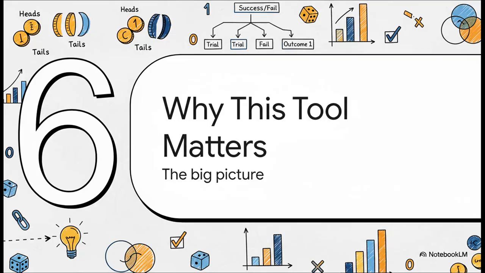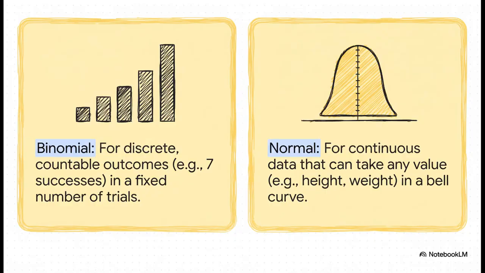So we've seen what it is and how it works. But let's zoom out. Why does this one statistical tool matter so much? What's the big picture? Well, it really matters because it's about using the right tool for the right job. You wouldn't use a hammer to saw a board, right? We all know about the famous bell curve, the normal distribution. That's fantastic for continuous data, stuff you can measure like height or weight. But the binomial distribution, that's our specialist. It's our go-to for situations with a fixed number of distinct yes or no trials.